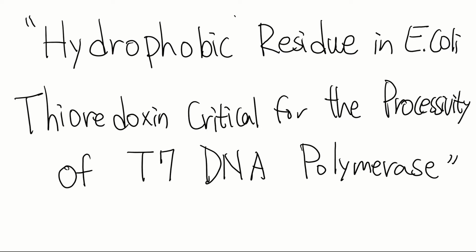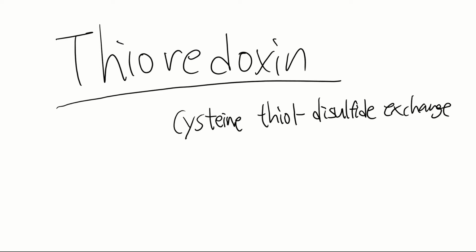Keywords to explain here are thioredoxin, processivity, and DNA polymerase. So first, thioredoxin. Thioredoxins are proteins that facilitate the reduction of other proteins through cysteine-thiol disulfide exchange. The thioredoxin kind of looks like this.